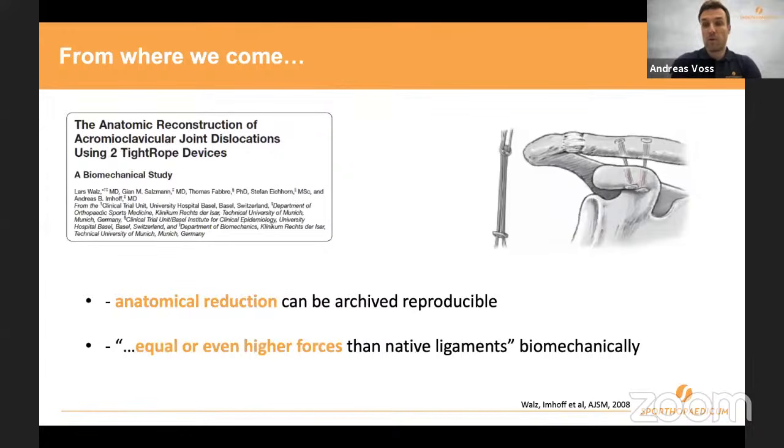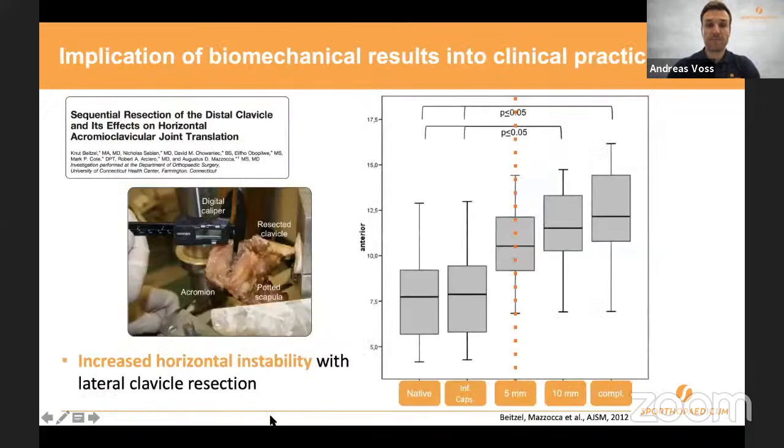So as a shoulder surgeon, a specialized shoulder surgeon, this is the place where we start from. This was a study published in 2008 using this all-suture implant, a suspension implant. It was able to anatomically reduce the AC joint, and in the biomechanical testing, it was also equal, even higher, resistant to forces that native ligaments can give.